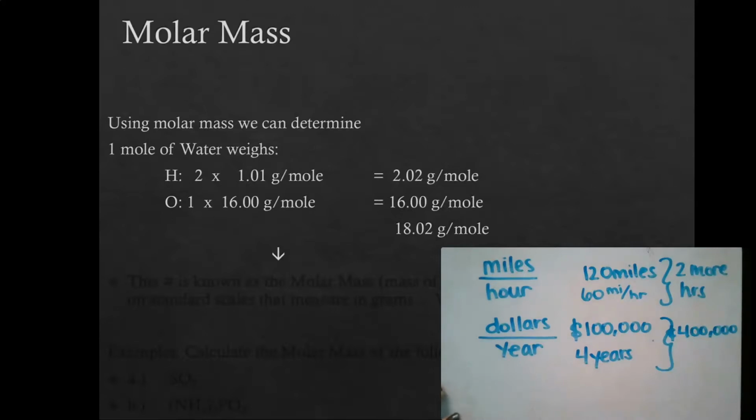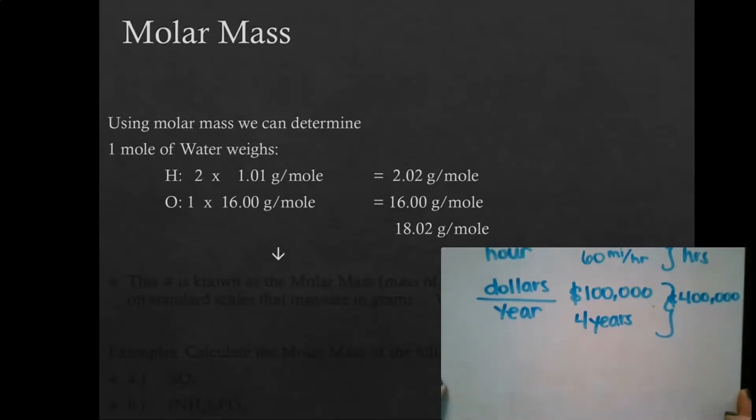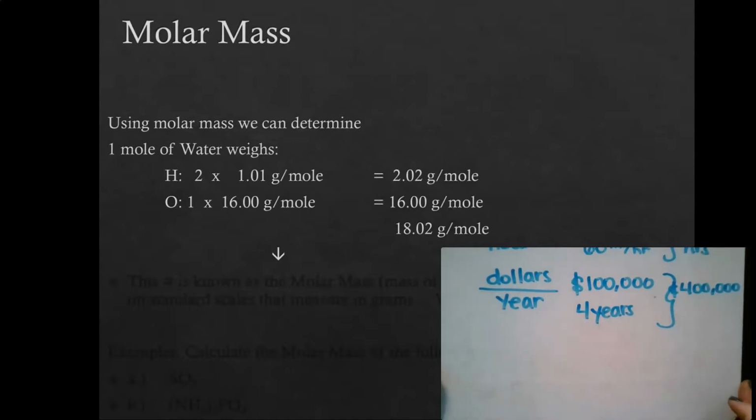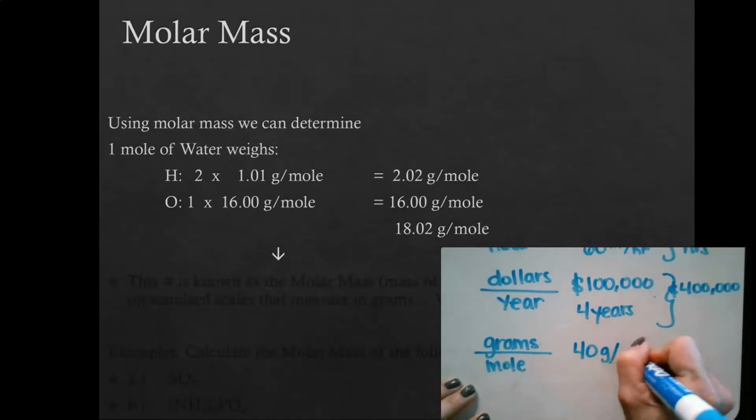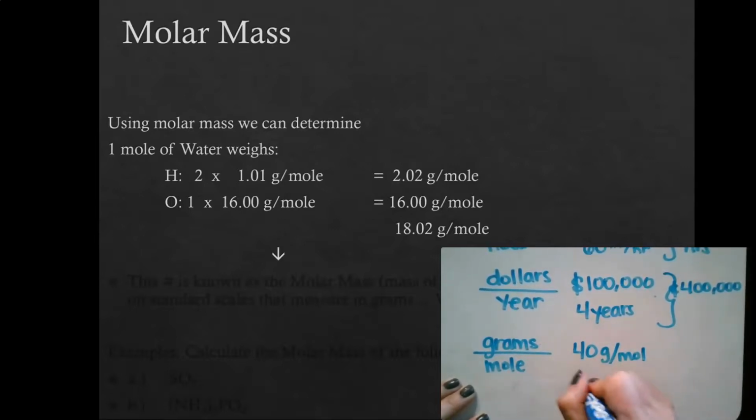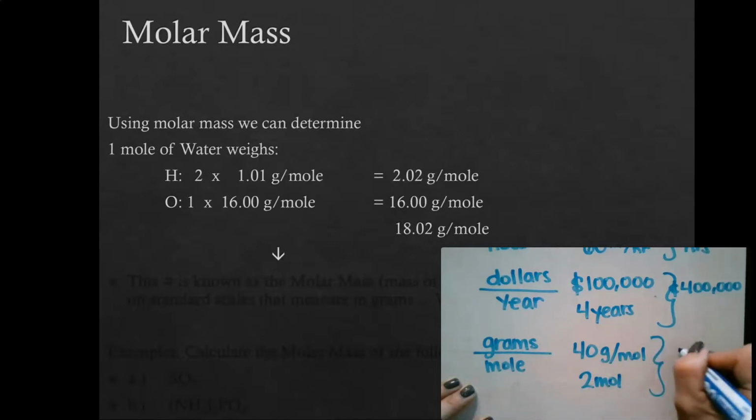We are doing more simple math problems, but we are using a different value. Instead of miles per hour or dollars per year, we're using grams per mole. So if I know that something is 40 grams per mole, if I have 2 moles of that something, I know that I need 80 grams. So grams per mole tells us how many grams in each mole we have available for us.